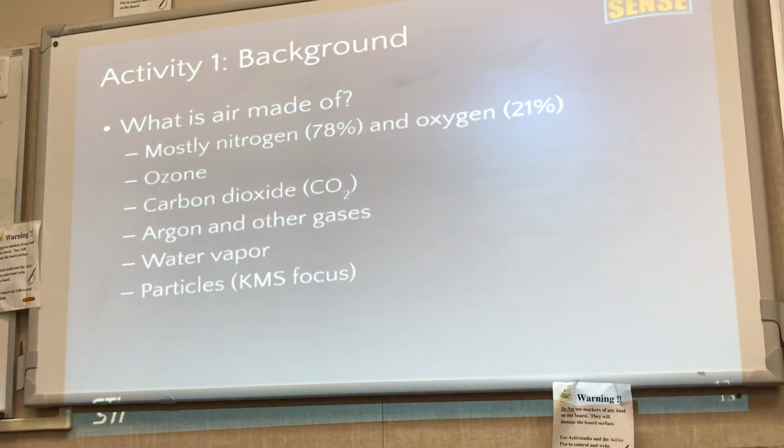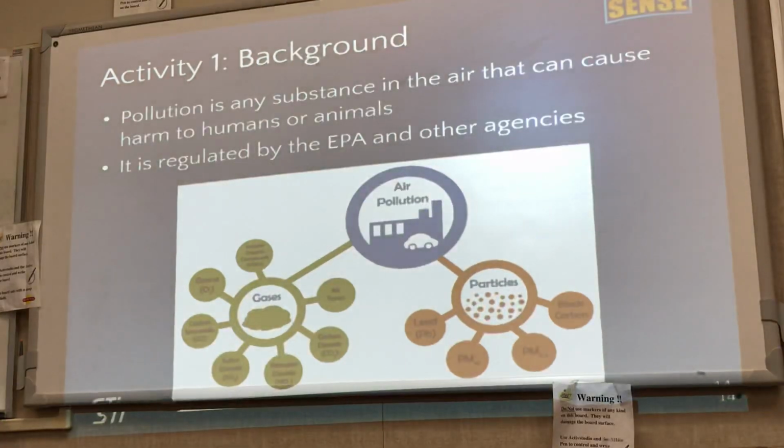But there are also a lot of other components that are really interesting, that even though they're in such small amounts, they mean a lot for climate and health impacts. Things like ozone and carbon dioxide, and particles, which is the biggest focus of Kids Making Sense here.